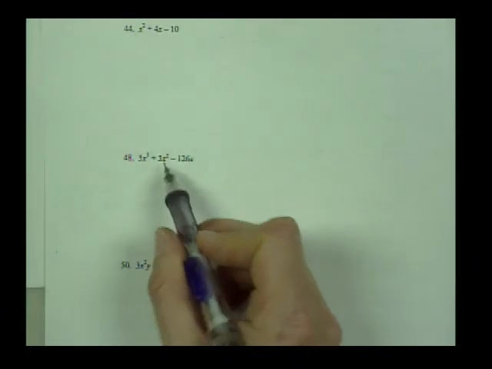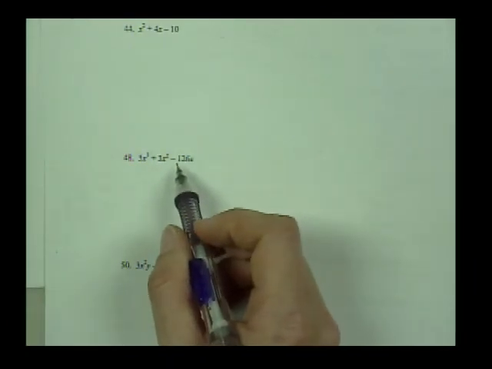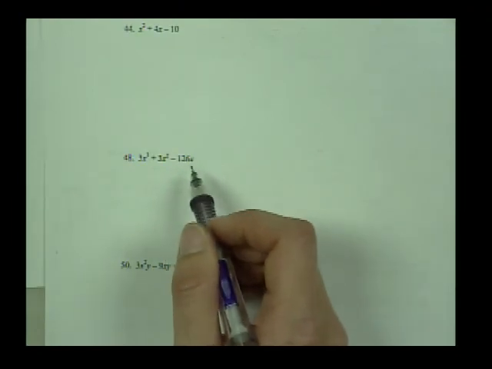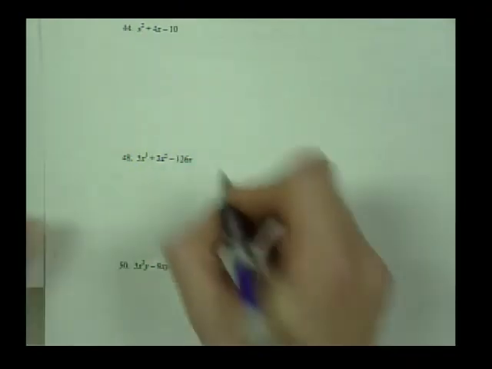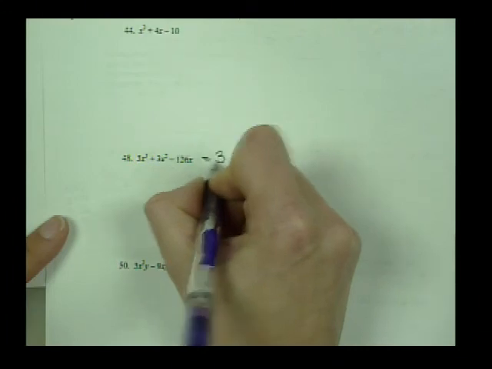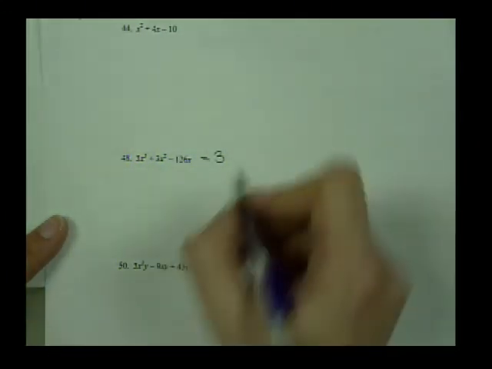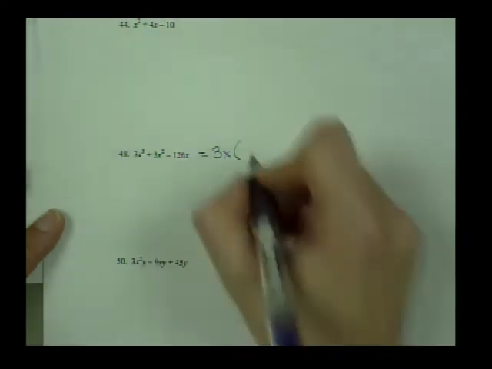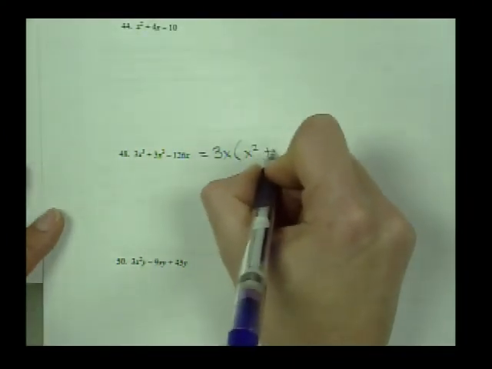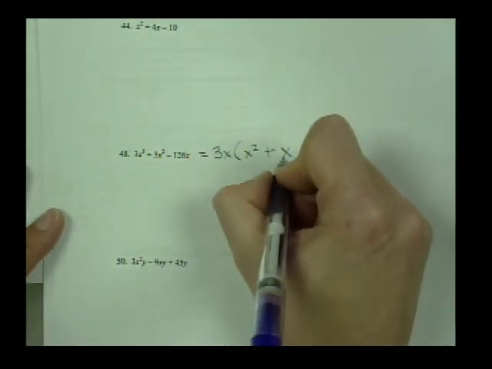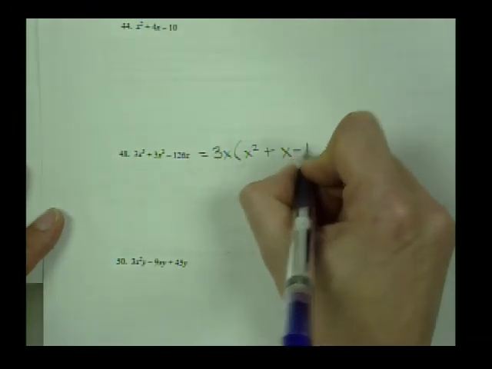Okay, so this one has a 3 in front of the x squared, so I want to see if 3 goes into everything. Obviously it goes into 3. What about 126? 1 plus 2 plus 6 is 9, so 3 goes into it. And can I factor out anything besides a 3? An x. So then what would be left in the first term? X squared plus x minus 42.